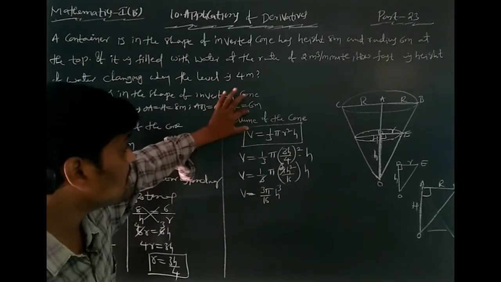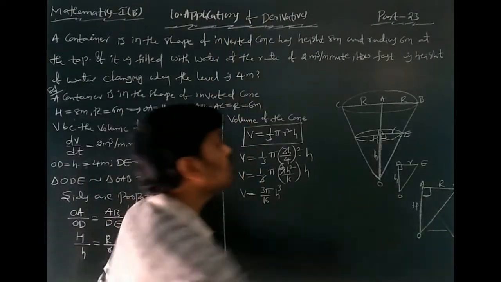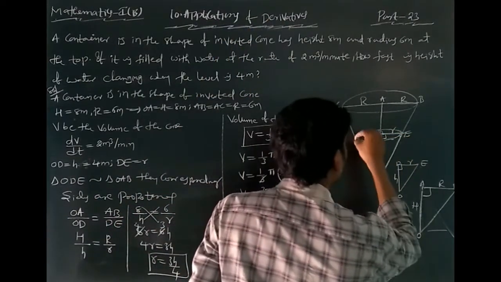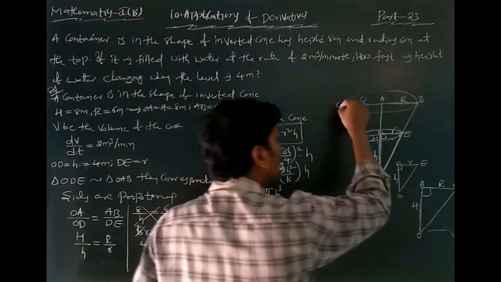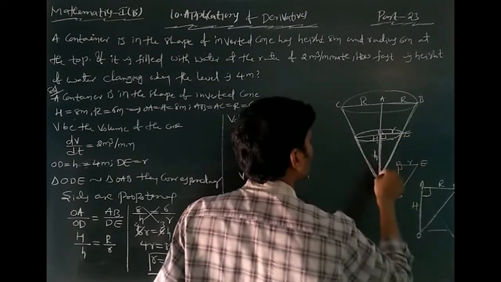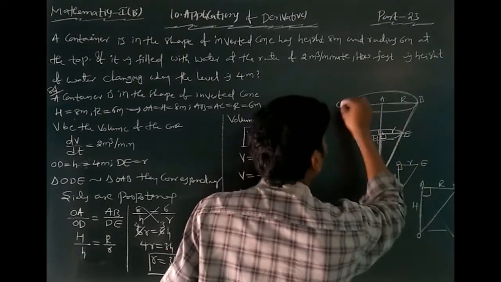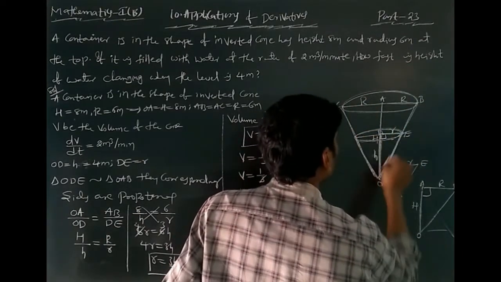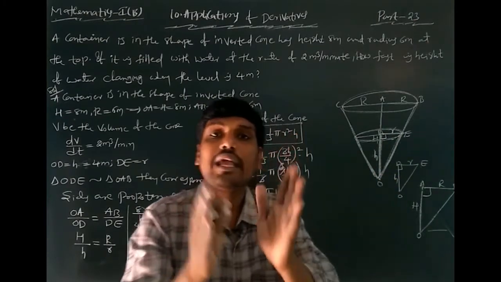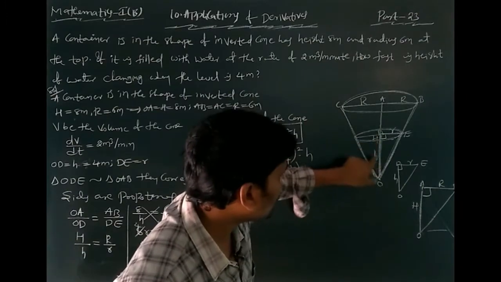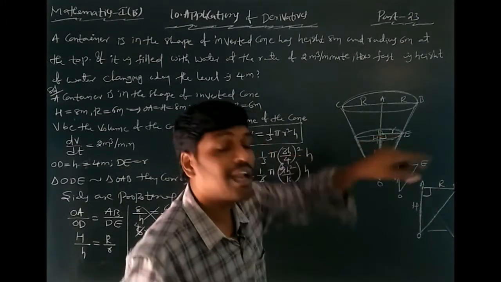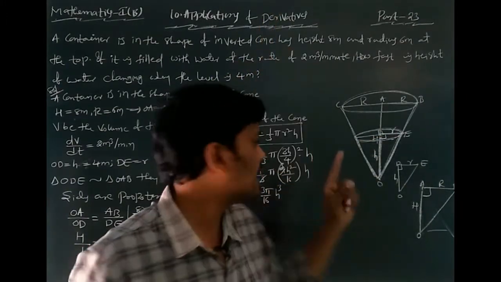See students, this is the volume of the cone at the water level. Understood or not? Total, this is a larger cone and this is a smaller cone. You can find the rate of change of water level at this smaller cone. That's why the smaller cone height is small h, and the smaller cone radius is smaller. That's why you can write this formula.